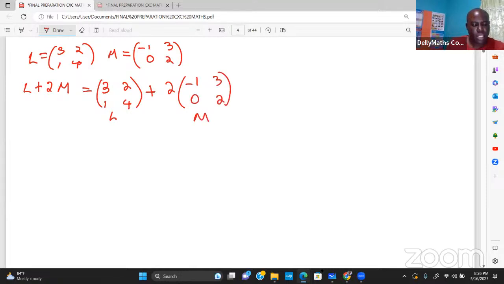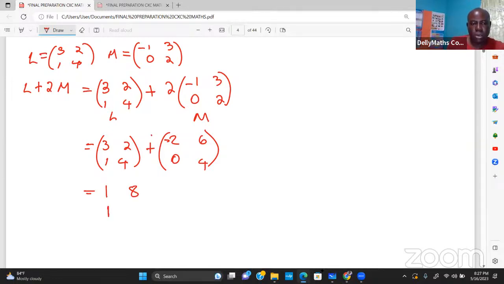That's fine. So that's your L plus your 2M, which means that you're going to have [3, 2; 1, 4], plus 2M now. You're going to distribute that 2 inside. Yeah, [-2, 6; 0, 4]. Put it together. 3 plus -2, 1. 2 plus 6, 8. 1 plus 0, 1. 4 plus 4, 8. There it is. L plus 2M is [1, 8; 1, 8]. Double check if everything is good. I believe so. It's good.